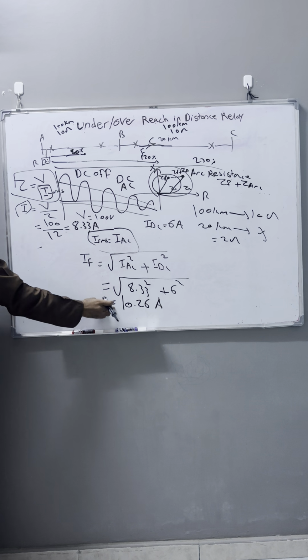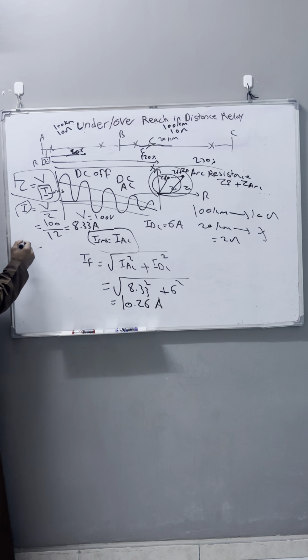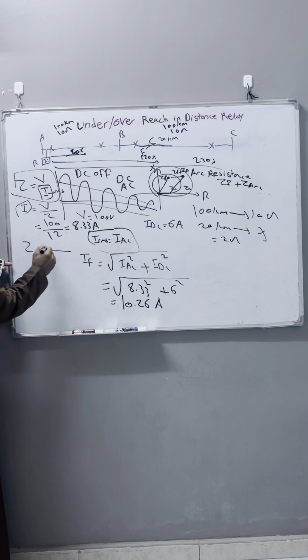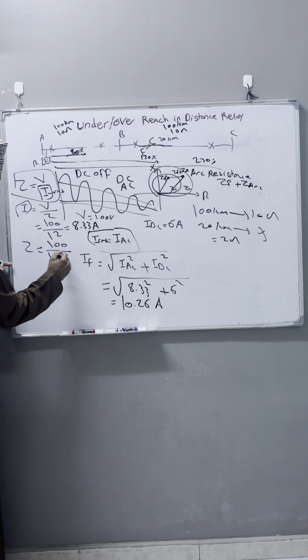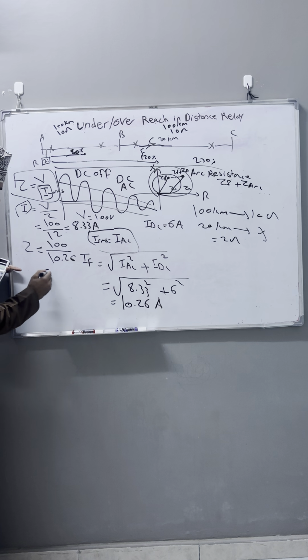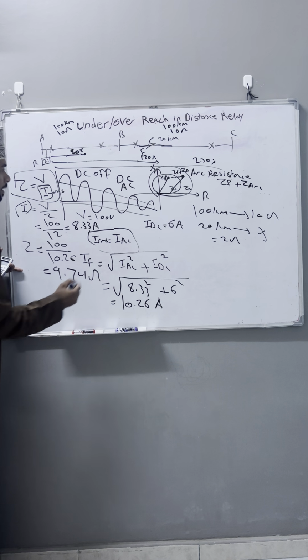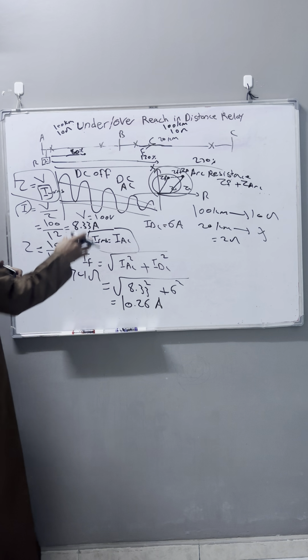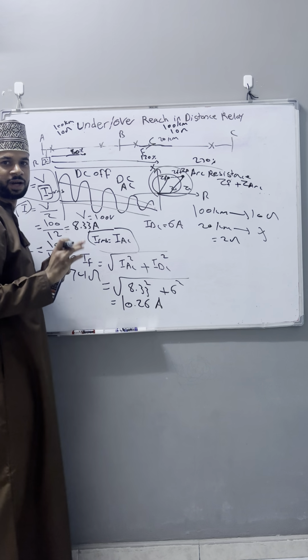Now let's calculate the impedance with the DC component. So the Z will be equal to how much? 100 divided by this value, 10.26. How much will that give us? It will be equal to 9.74 ohm. So what does that mean? In the steady state, the fault will trip in zone 2, right?